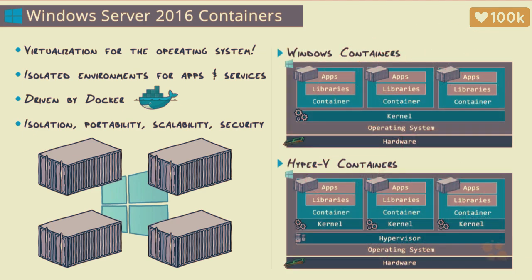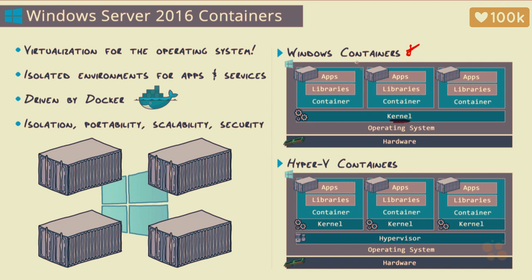Now in Server 2016, Microsoft has not only provided us with containers, but added their own little spin to it because there's two kinds of containers. We have Windows containers and Hyper-V containers, and really the big difference between these is the level of isolation that they provide. Windows containers have isolation at the container level, but have a shared kernel.